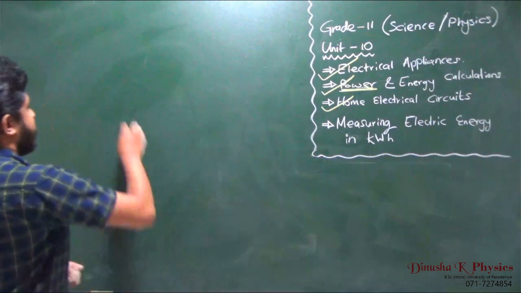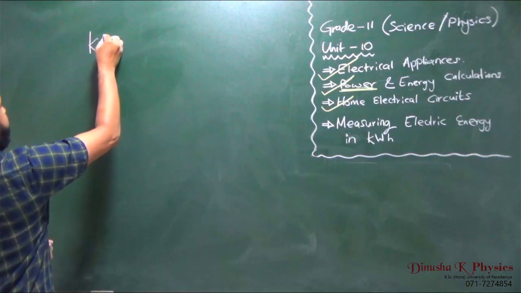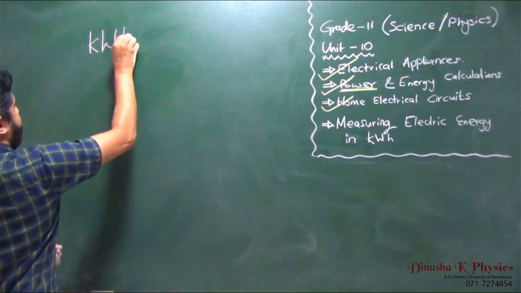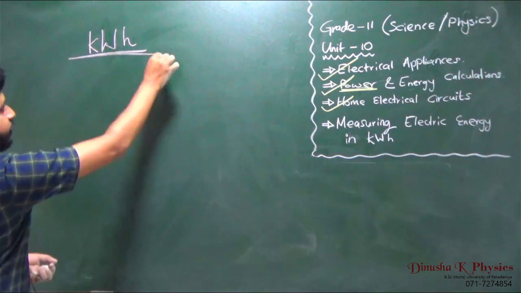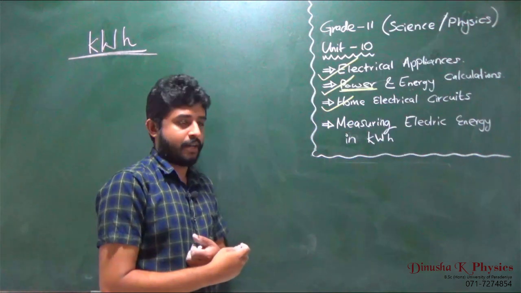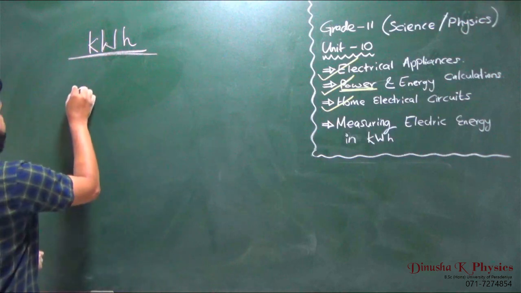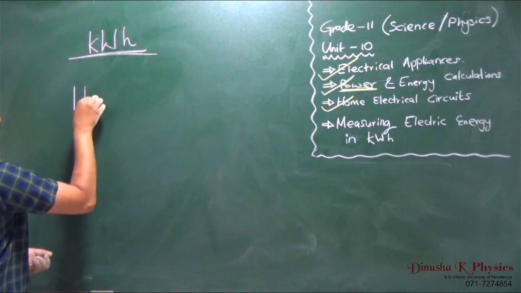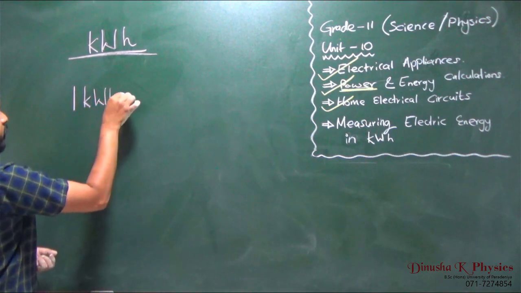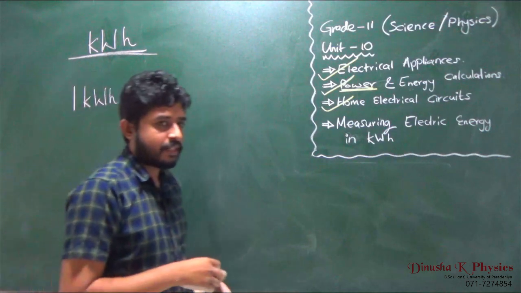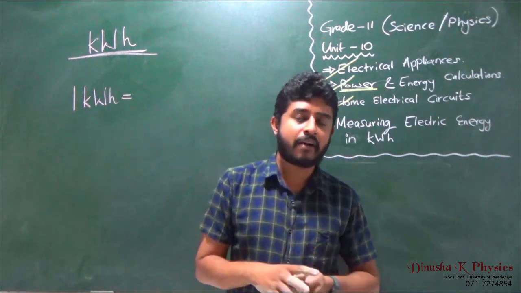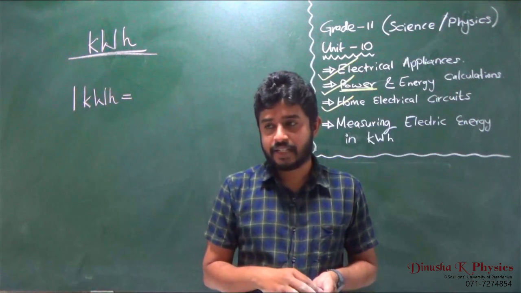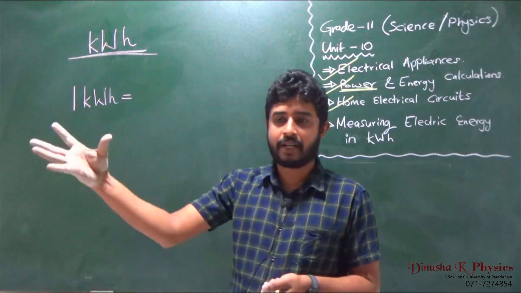We write it as a simple K, capital W, H. This is kilowatt hours. So what is a kilowatt hour? Let's consider 1 kilowatt hour. Kilo means a multiple of 1000. Just like 1000 grams is a kilogram, K always represents a multiple of 1000.